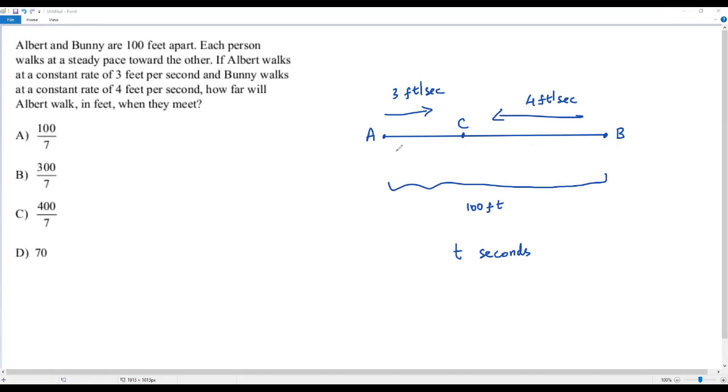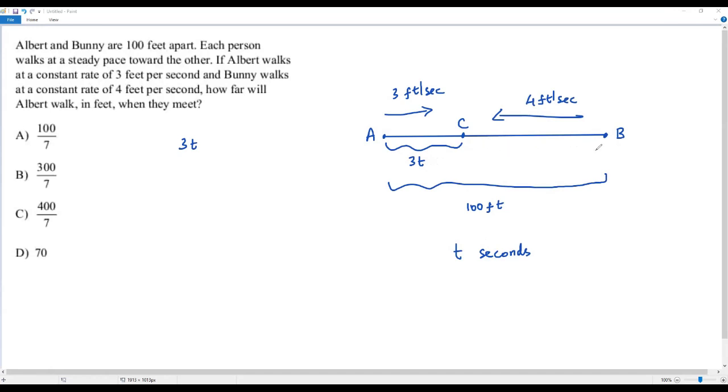Now let me calculate the distance from A to C. For that, I have to use the formula to get the distance: we multiply the speed and the time taken. We already know the speed of Albert, that is 3 feet per second. It has to be multiplied by the time taken by Albert, that is t seconds. So 3 times t is 3t. This 3t represents the distance from A to C.